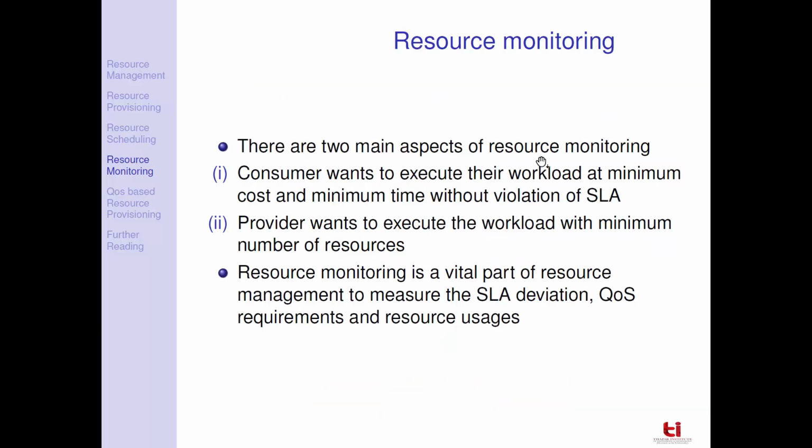The two main aspects of resource monitoring are: first, the consumer wants to execute the workload at minimum cost and minimum time without violation of SLA, and the provider wants to execute the workload with a minimum number of resources. And we know that these two are contradictory requirements. Resource monitoring is a vital part of resource management to measure SLA deviations, QoS requirements, and resource usage. So resource monitoring will ensure that SLA deviation is within bound, QoS requirements are being met, and the resource usage is optimum.